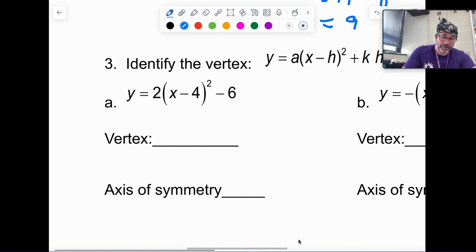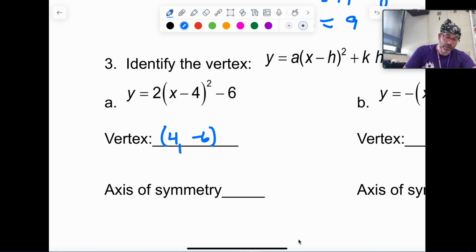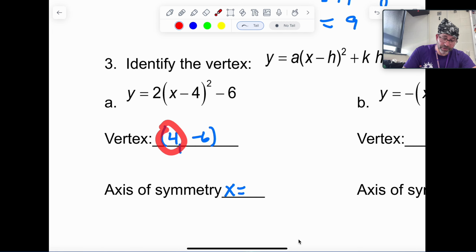Okay? Remember the vertex for this, we're going to write it down here, is going to be at 4, negative 6. So again, opposite value, same value. Okay, opposite and then the same. We're going to get x is equal to, again, same values here. So this is going to be a 4.